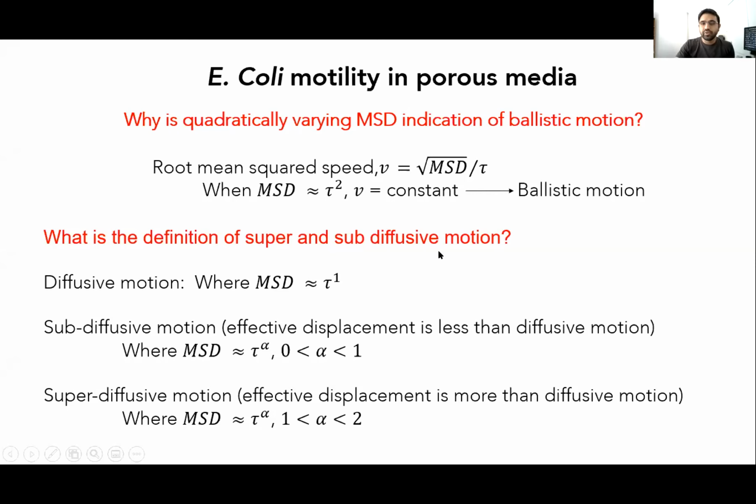What is the definition of super and subdiffusive motion? The diffusive motion is where mean square displacement is a linear function of time, which means your displacement is actually the square root of time, which by definition is diffusive motion. Now subdiffusive means your effective displacement is less than the diffusive motion, where this exponent of tau is between 0 and 1. Super diffusive motion is where this exponent is between 1 and 2. And remember, when this exponent is 2, then it becomes ballistic.